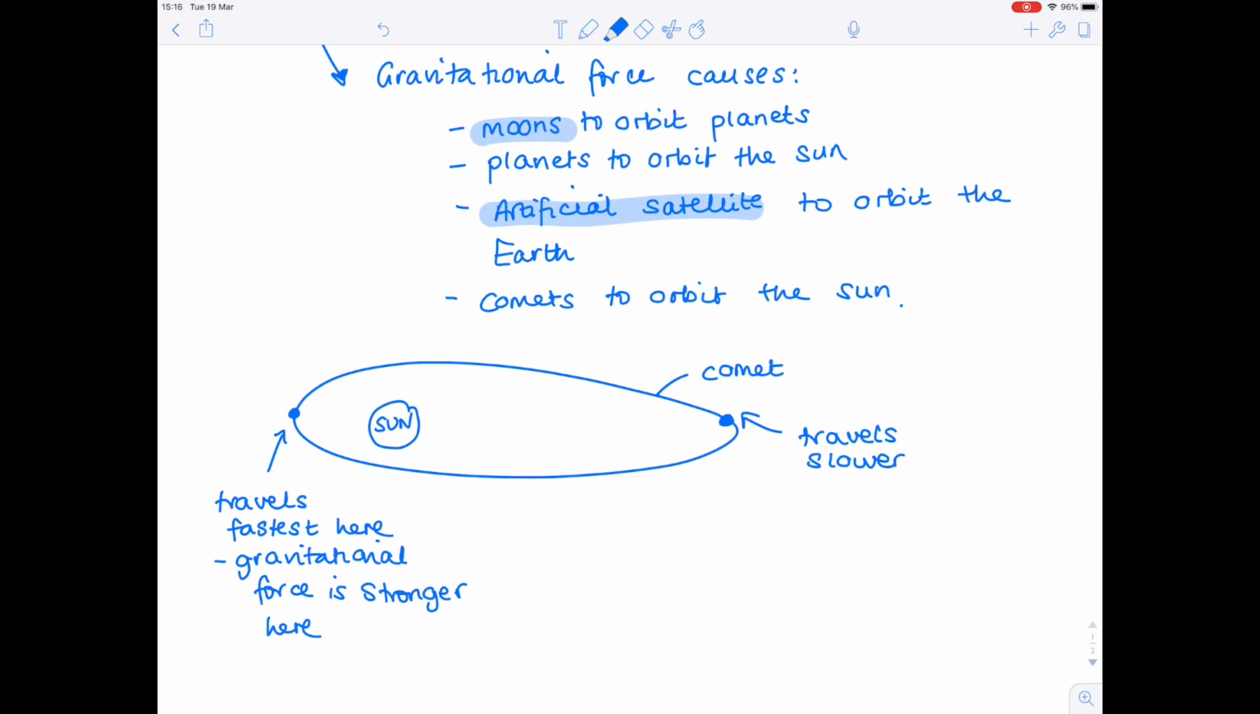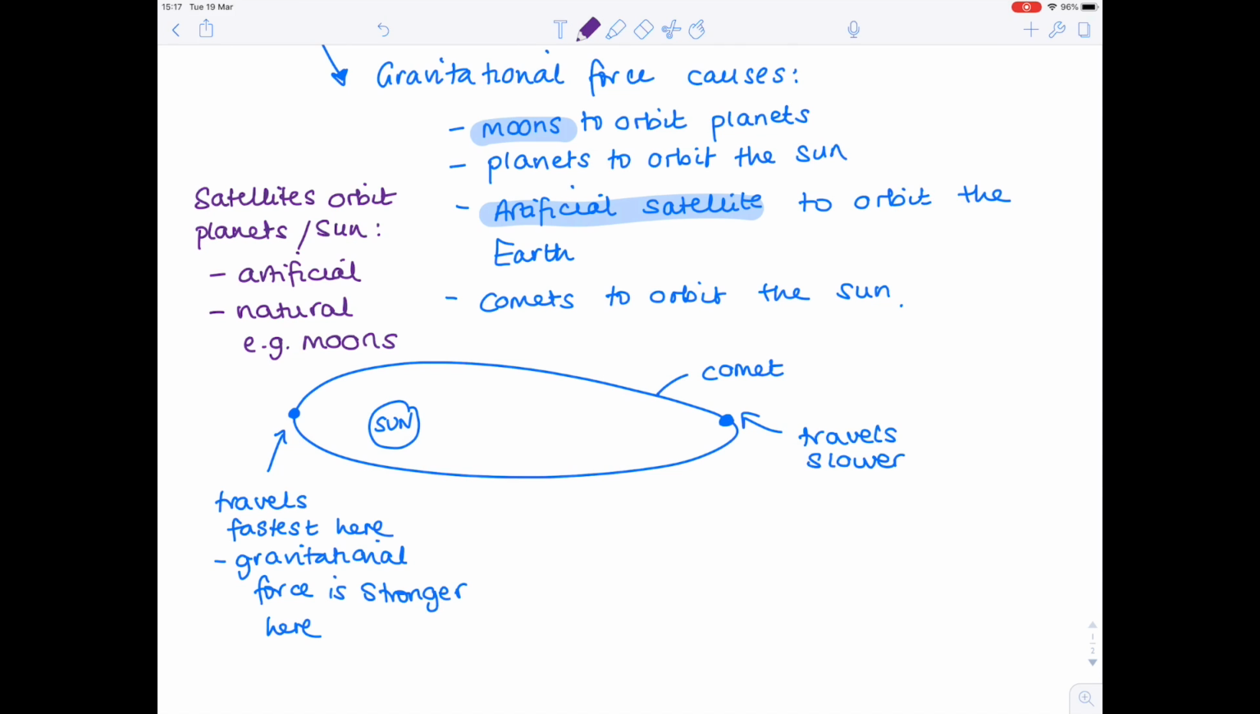Just to touch on one more thing, so looking at moons and artificial satellites. A satellite is any object which orbits a planet or the sun. So let's make a note here. And there are two categories: artificial, so ones that we put into space, and natural. And that's why I've highlighted moons, because these count as natural satellites.